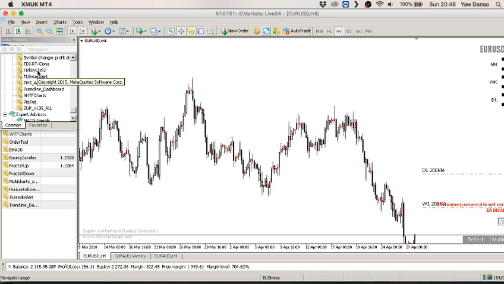When you are trading that currency pair, you are actually buying or selling the euro, or you are buying or selling the dollar.